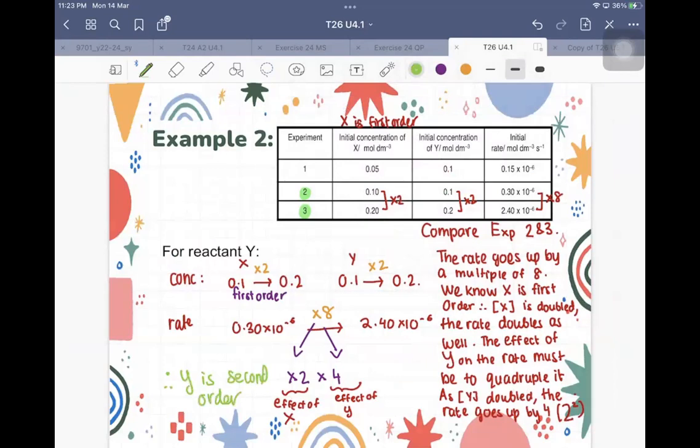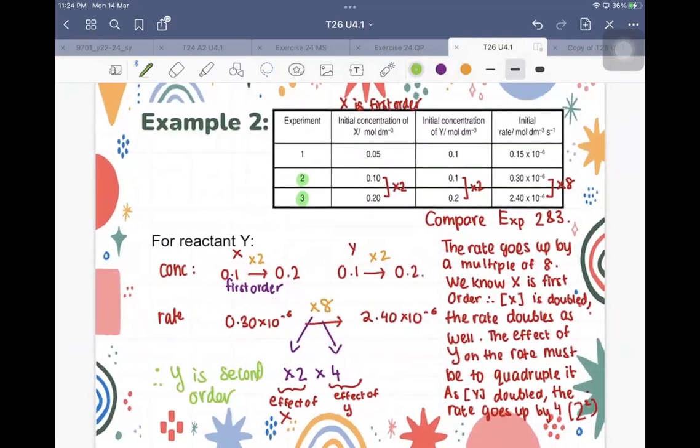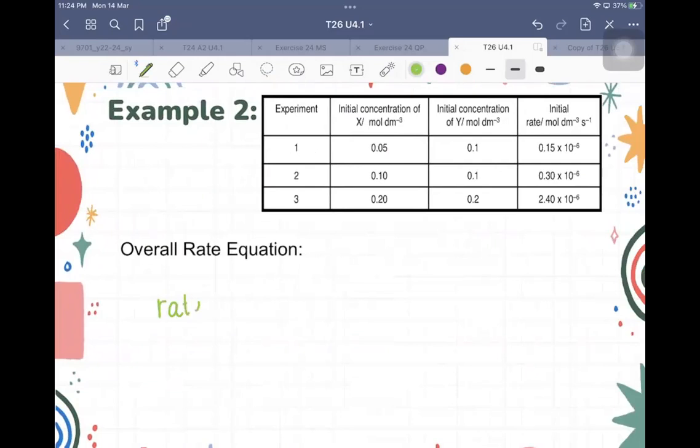If you need to copy this down, please screenshot the slides now, or pause the video. I will move on to writing down the rate equation in the next slide. So to write down the rate equation, rate equals the rate constant times the concentration of X, since it's first order, to the power of 1, times the concentration of Y, since it's second order, to the power of 2, or we say squared.